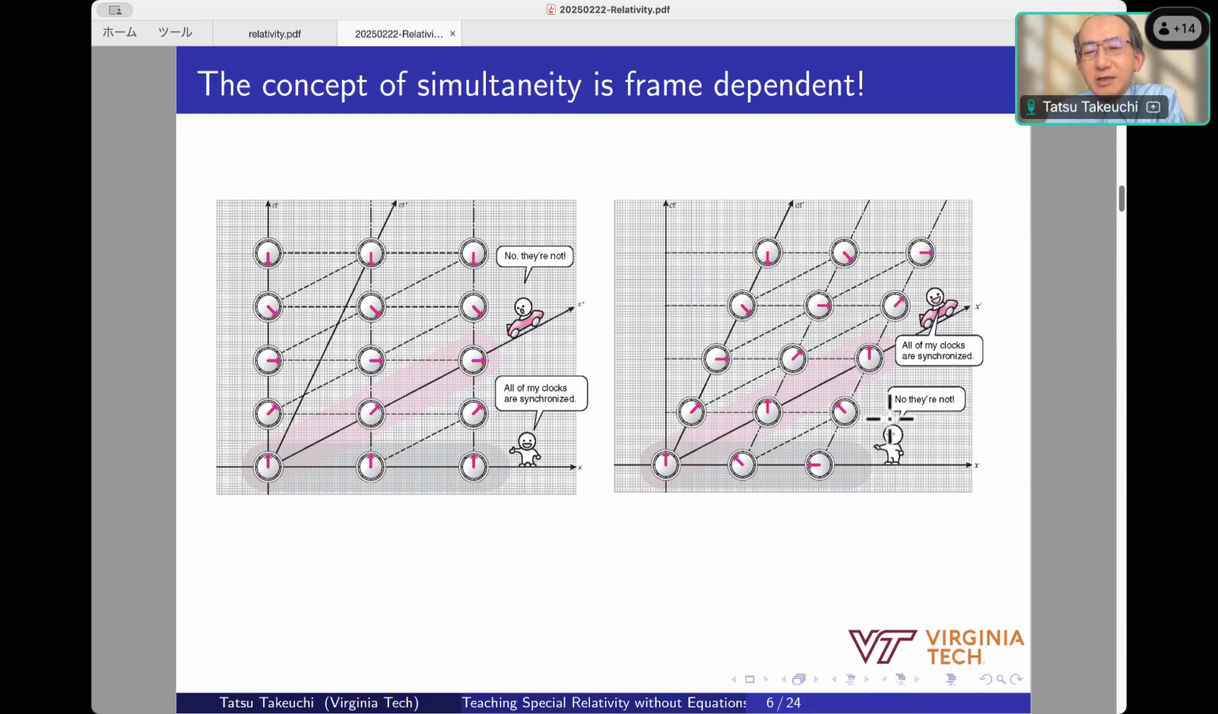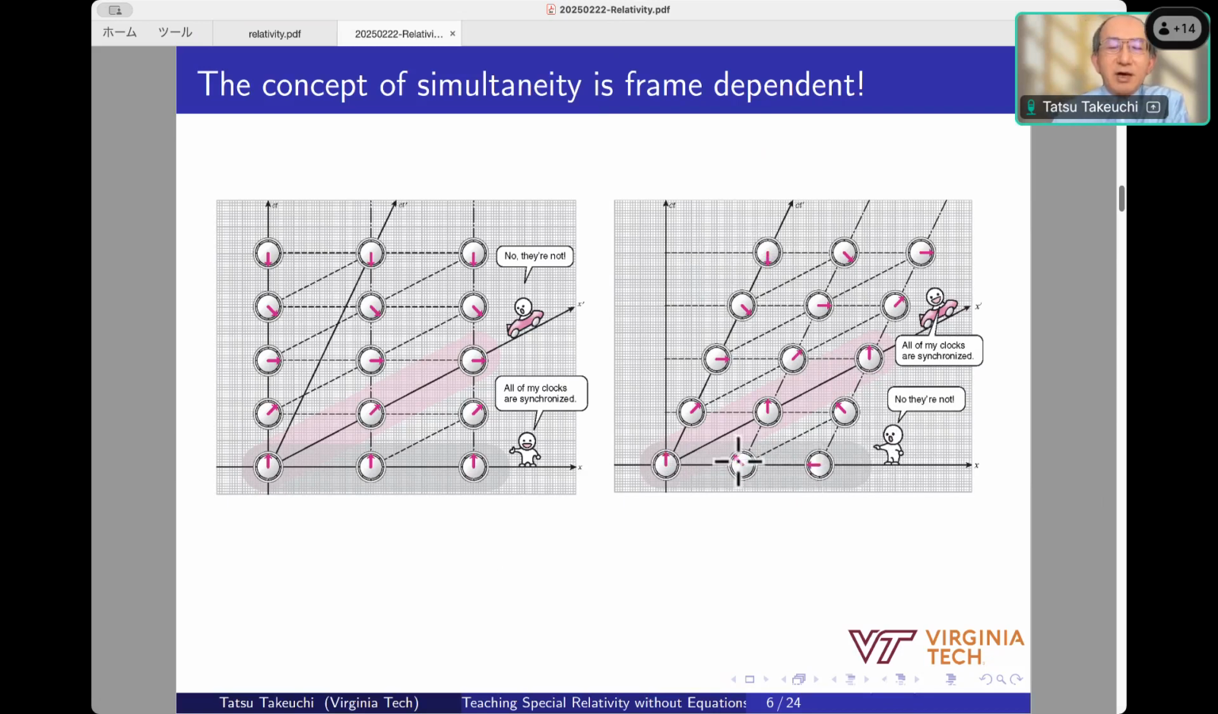Whereas the observer in the other frame, which is at rest, will look at this reading of the clock, this reading of the clock, this reading of the clock, and because they are all different, this observer will argue that these clocks are not synchronized.